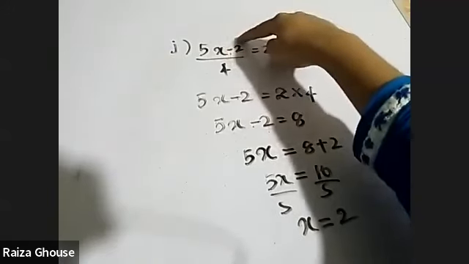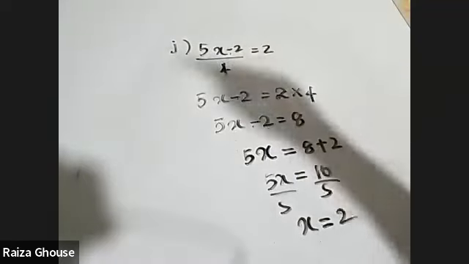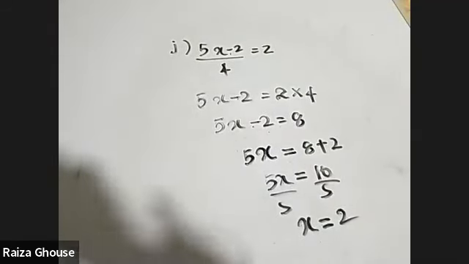You can check your answer. 5 times 2 is 10. 10 minus 2 is 8. 8 divided by 4 is 2. She's correct. Who got the answer? Raise your hands.